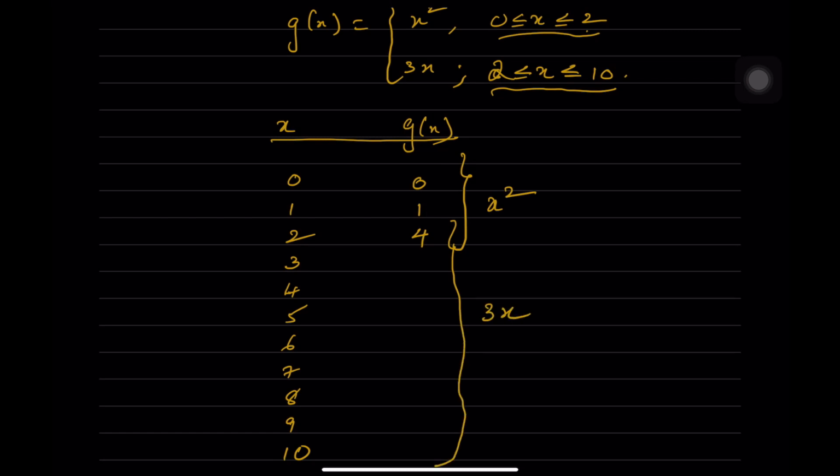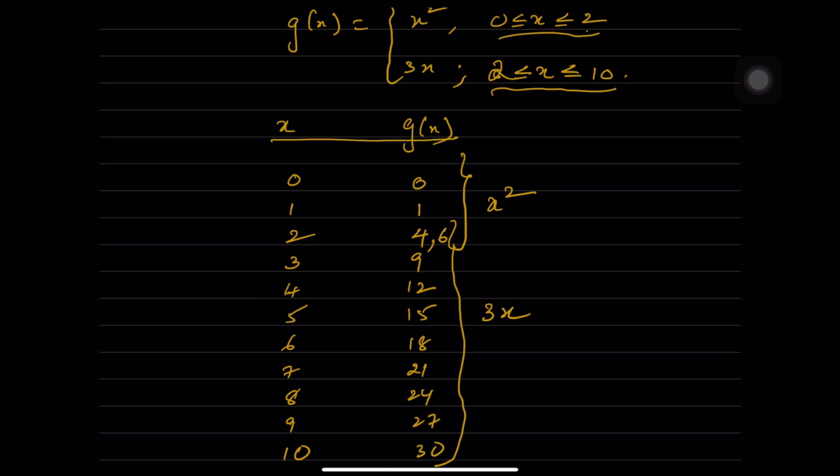So now here you are getting two images. When x is equal to 2 over here, 3 into 2 is 6. Next you are getting 3: 3 into 3 is 9, then 4 3s are 12, 5 3s are 15, 6 3s are 18, 7 3s are 21, 8 3s are 24, 9 3s are 27, 10 3s are 30.